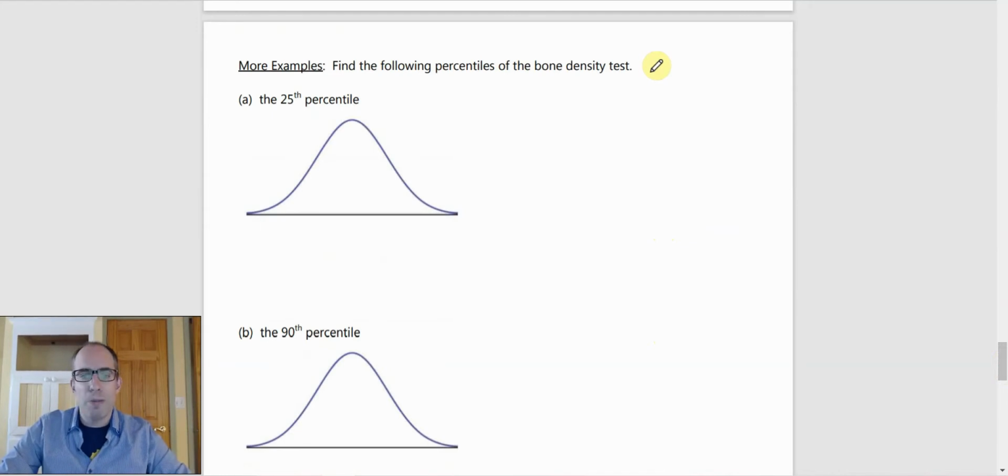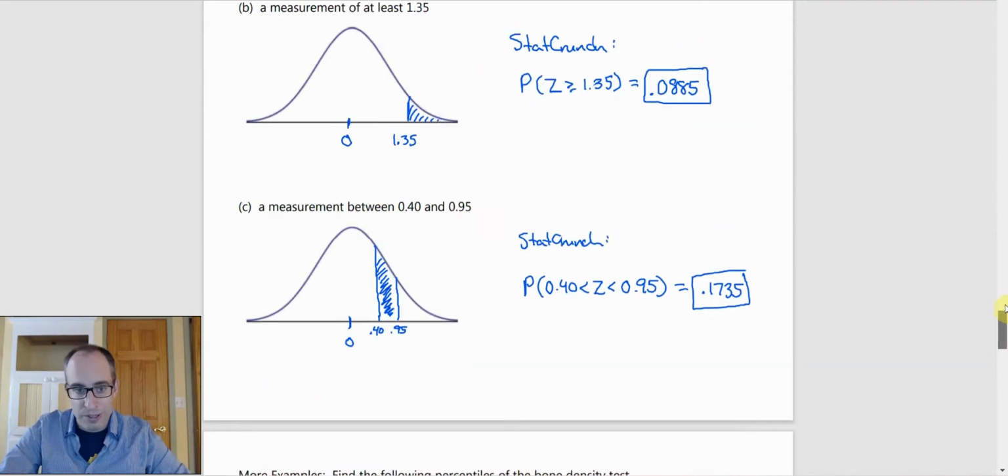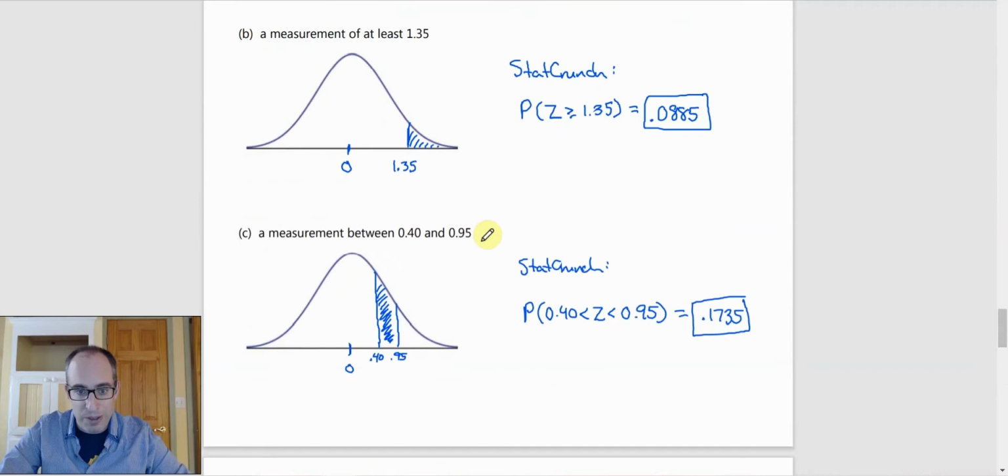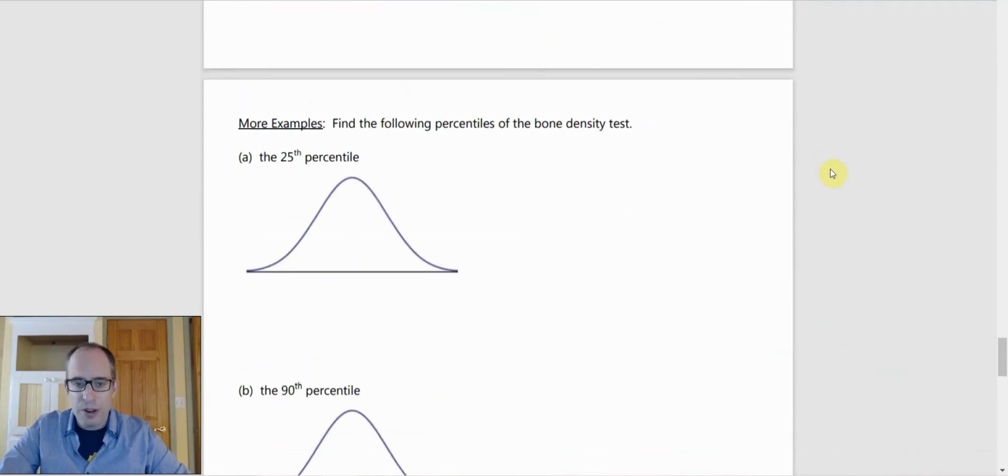Because before, it's like you were given the cutoff or cutoffs, like in these questions, right? It's like, here's your cutoff, the 1.35, here are your two cutoffs, and you had to figure the probabilities out. These are kind of the other way around, where if you have the percentile, you know what probability you're supposed to get, and now you're trying to find the cutoff.